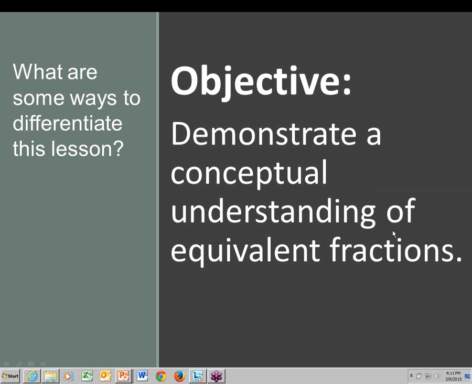What other ideas do people have? Again, thinking about content, process, product, how you might adjust the different levels of knowing.